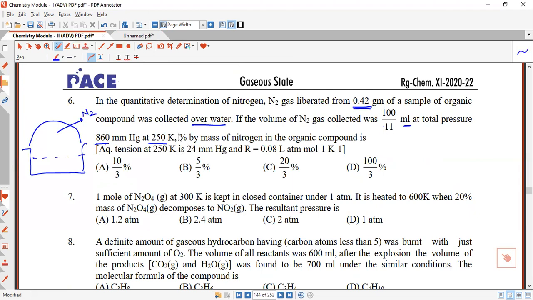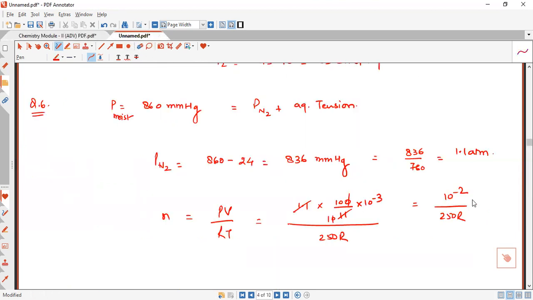Now, number of moles, you know, then you can calculate. They have given the R value also, 0.08. So you want to consider this value only for this question. Okay, 250 R, right? So we can solve this value. It is nothing but 10 to the minus 2, over 250 into 0.08. Okay, so 250 into 0.08 is 20. So you can write that is 10 to the minus 2 divided by 20. These are the number of moles.